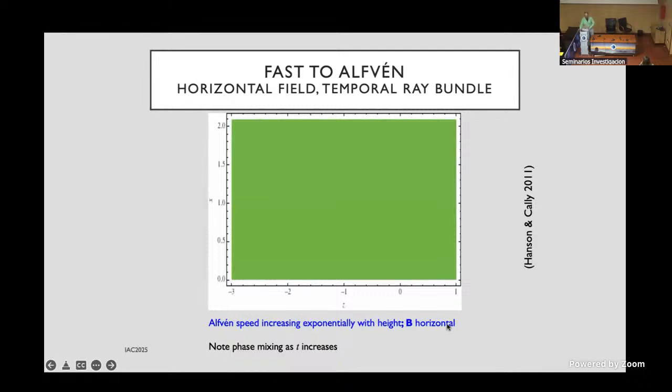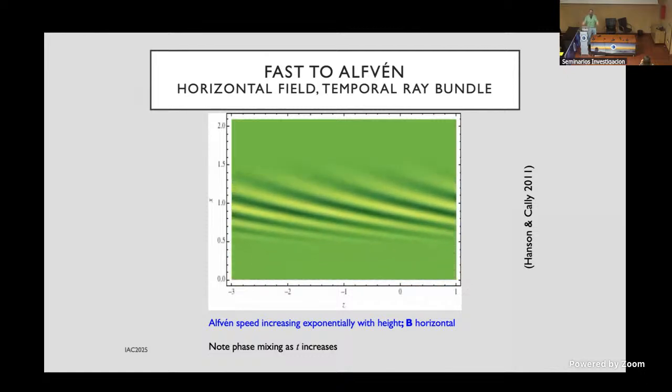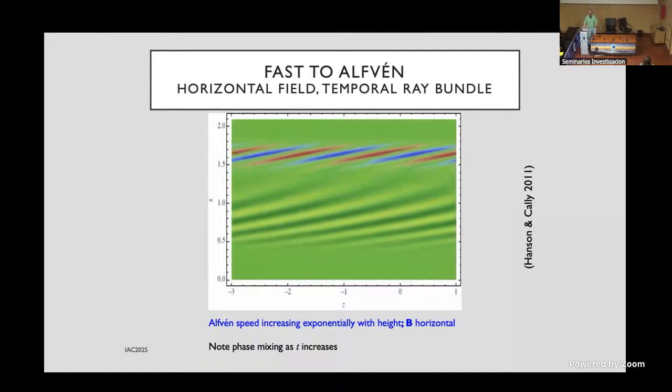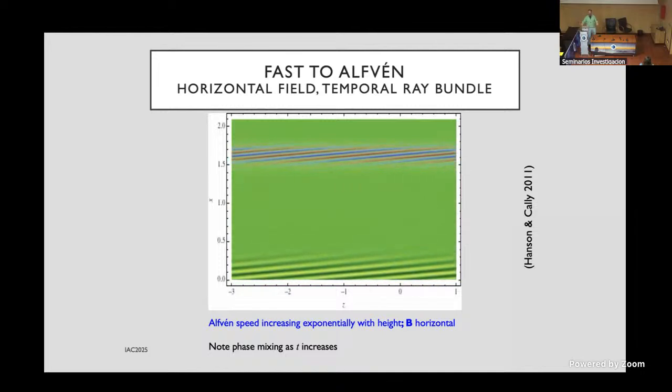And here's another view of the same thing, but this time not a spatial bundle, but a temporal bundle. So I'm sending it a fast wave pulse. It's just a finite duration fast wave pulse. It goes upwards, it reflects off the Alfvén gradient, comes back down, and it leaves an Alfvén wave there. Okay? It's a different view of the same thing.